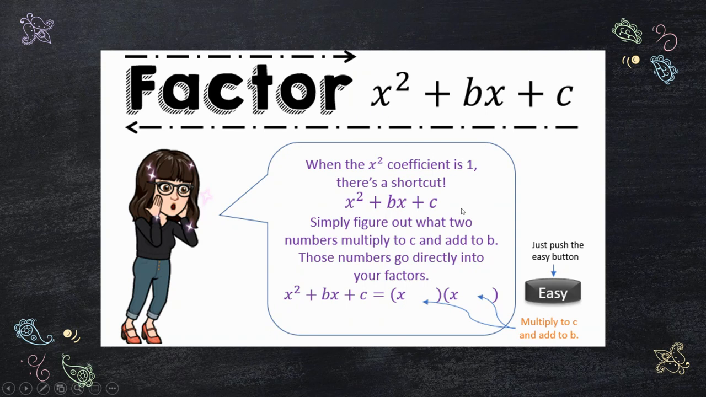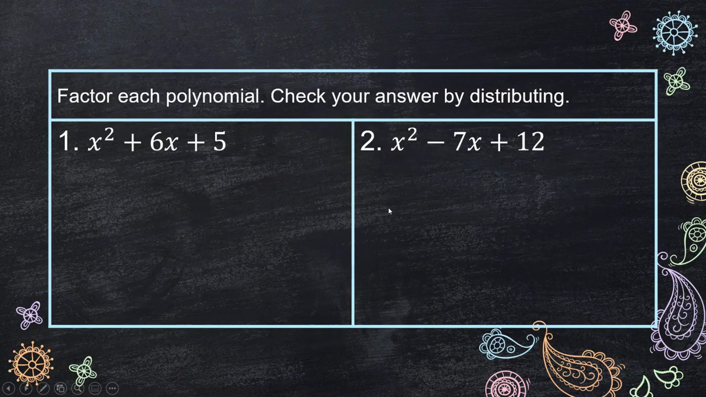And that shortcut is we simply ask ourselves what number multiplies to C and adds to B, and that answer goes directly into your factors. You don't have to do that splitting up and factoring by grouping, so you get to skip a couple steps. So it's that easy, but remember that's only when the x squared coefficient is 1. So we just ask ourselves what multiplies to C and adds to B.